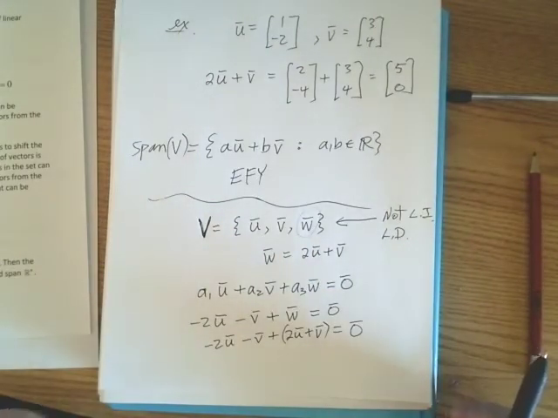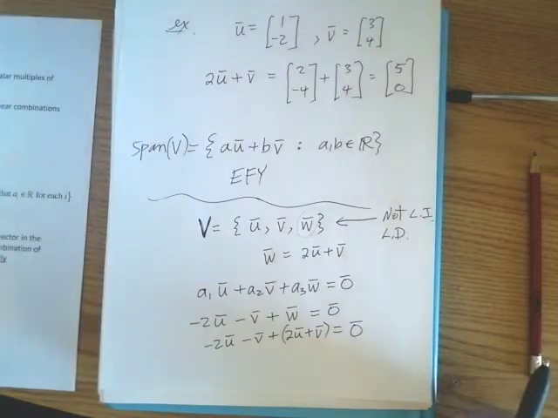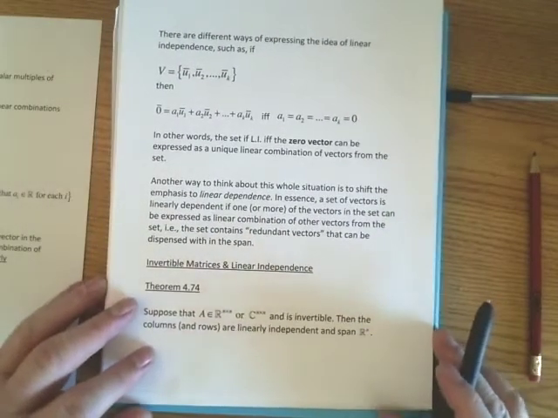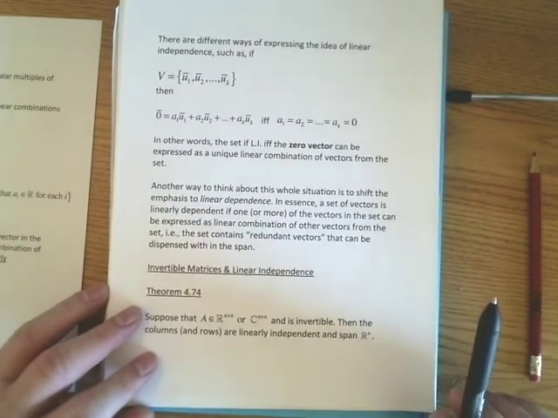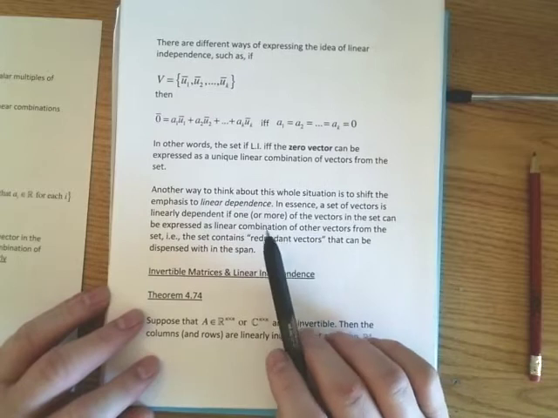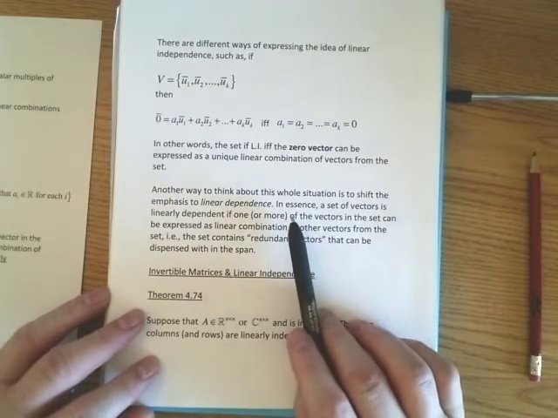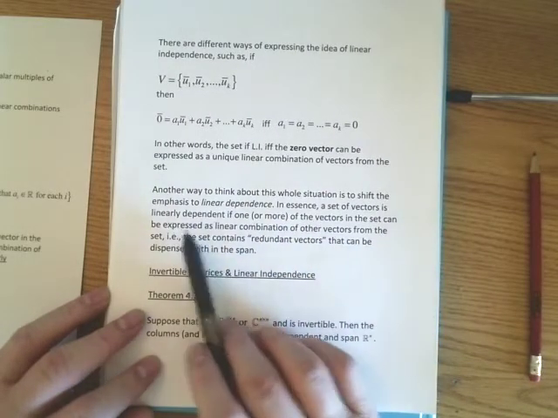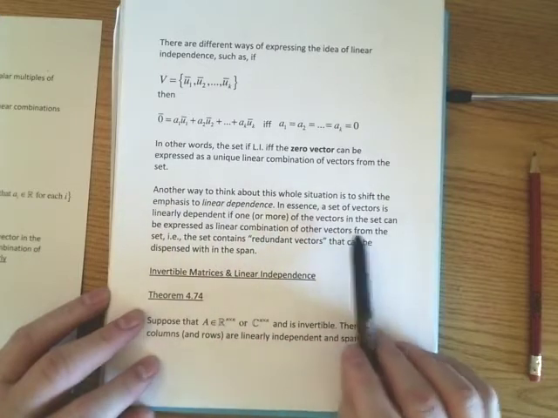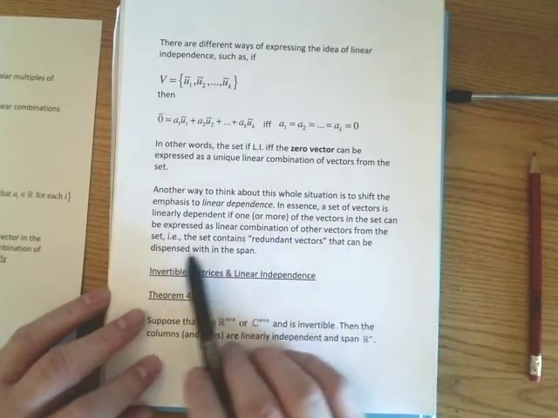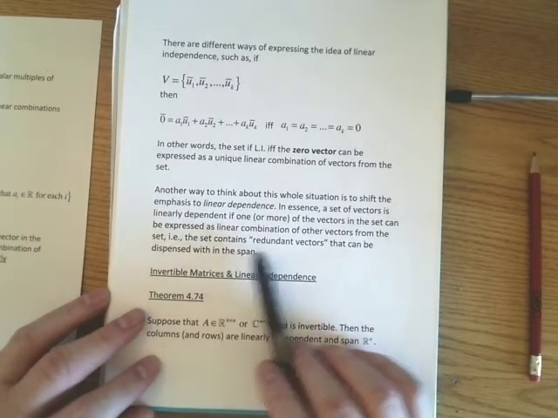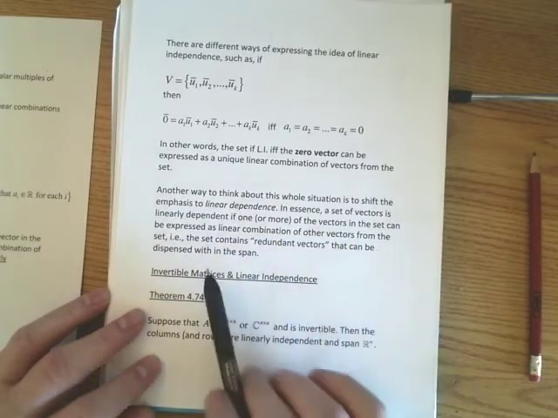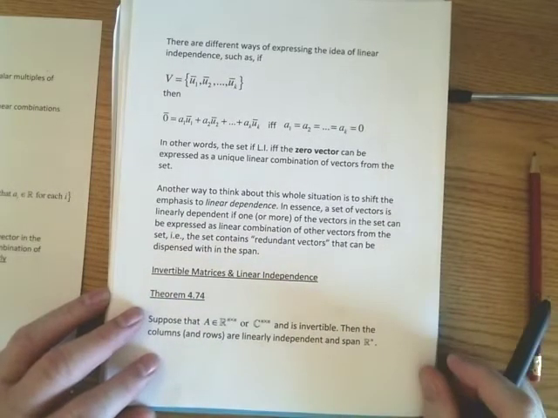Here's another way to think about this. Let's put the emphasis on linear dependence, because we want your intuition about this stuff. Let's talk about linear dependence. In essence, what I'm saying is a set of vectors is linearly dependent if one or more of the vectors in the set can be expressed as a linear combination of the others. A succinct way of saying this: the set contains redundant vectors that can be dispensed with in the span. Like in this example here.